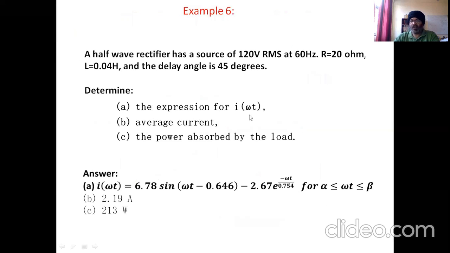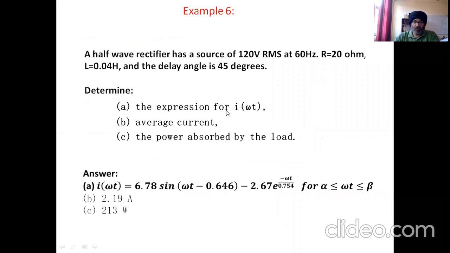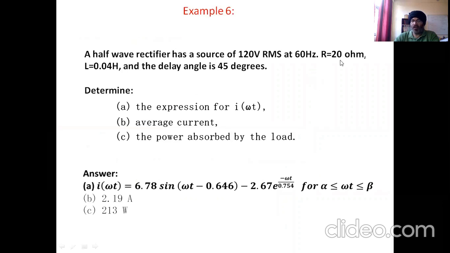So determine the expression for I omega t. You can easily find out this expression because all the values are given. And just substituting all these values in that particular expression, we get this. And average current we can easily find out using these formulas. Average current. And power absorbed we can find out: I square RMS multiplied by R. And the value of R given is this. So easily we can find out these values.